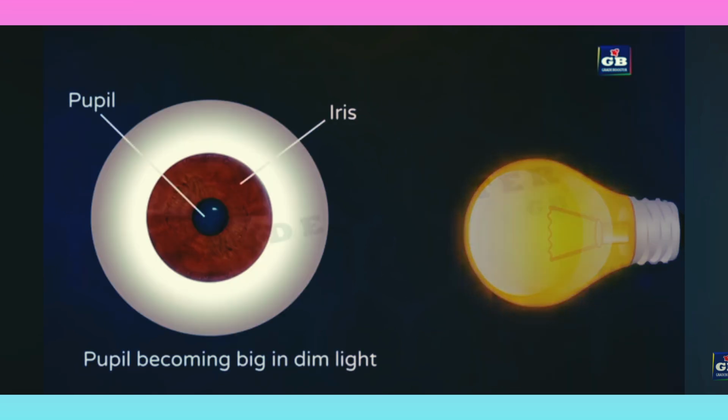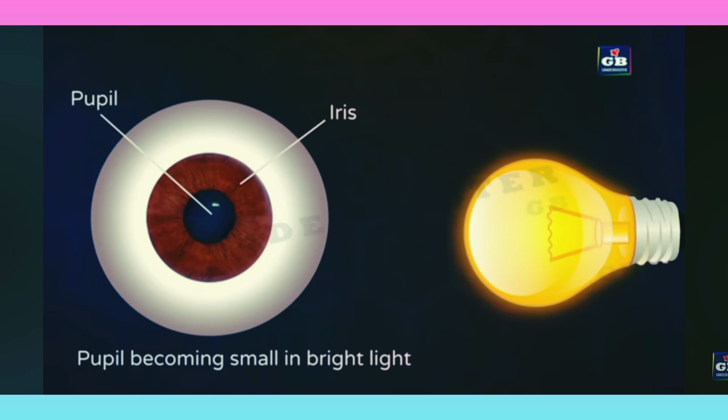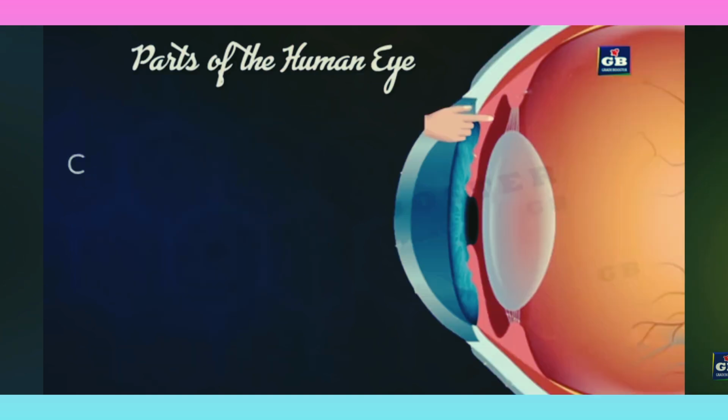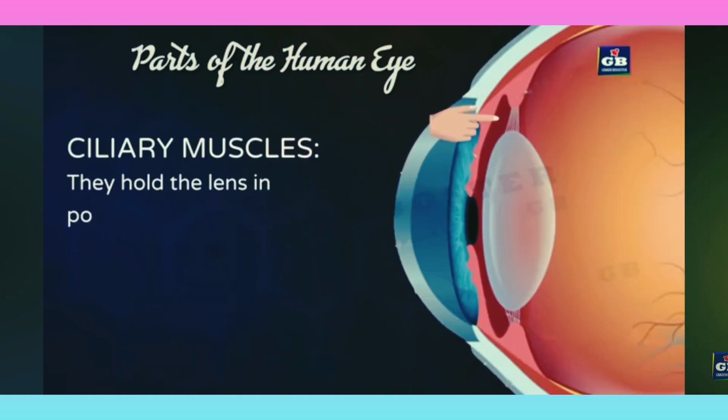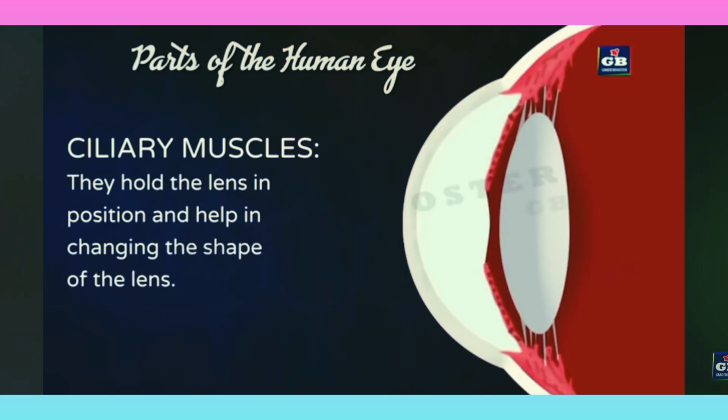When the light is low, it opens up completely to allow more light into the eye. When the light is bright, pupil becomes very small to reduce the light that enters the eye. The contraction and relaxation of iris muscles adjusts the size of the pupil. Ciliary muscles. They hold the lens in position and help in changing the shape of the lens.